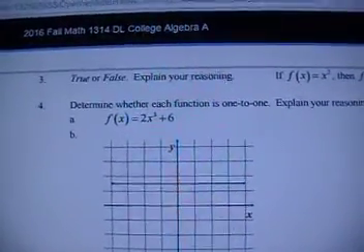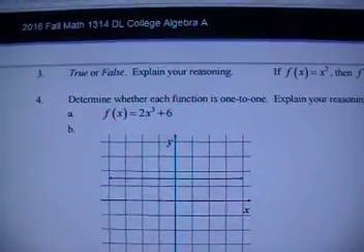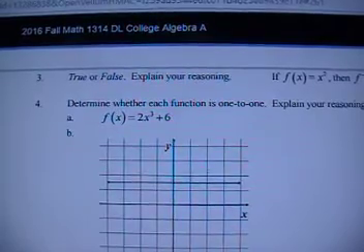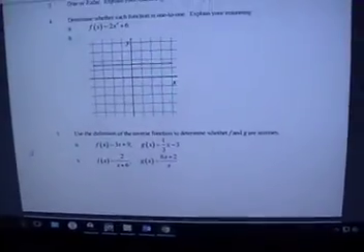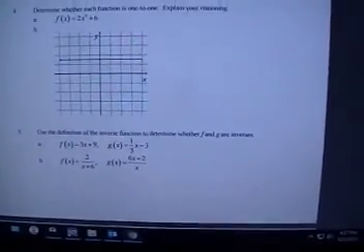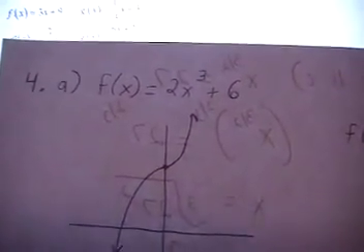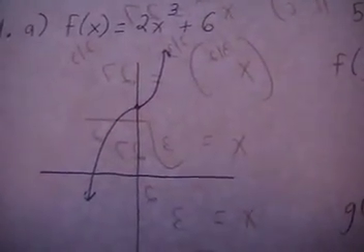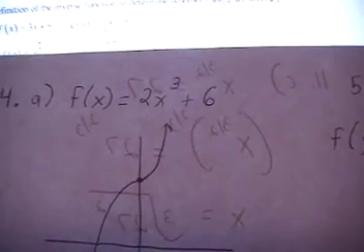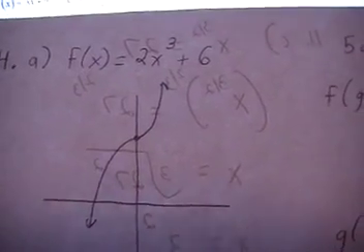And as I emailed out, the first one is 4a, determine whether each function is one-to-one and explain your reasoning. f of x equals 2x to the third plus 6. So one way to check for one-to-one is by a graph. You could use a graphing calculator if you don't know how to graph 2x to the third plus 6. But we also learned in an earlier chapter that the plus 6 shifts the graph up 6. The 2 is a vertical stretch and makes it a little thinner than normal. Otherwise it has the same shape as an x to the third graph.